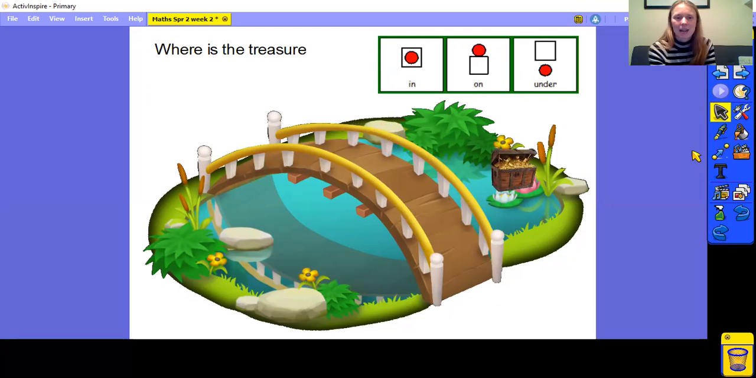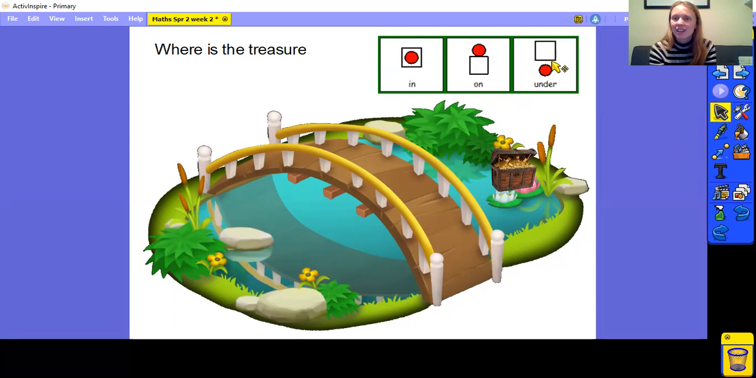What about this time? Where is the treasure hiding now? Have a look with your grown-up. Is the treasure in something? Is it on something? Or is it under something? Pause the video while you have a look and use one of those words to tell your grown-up where the treasure is. Then come back and we'll search for it together.